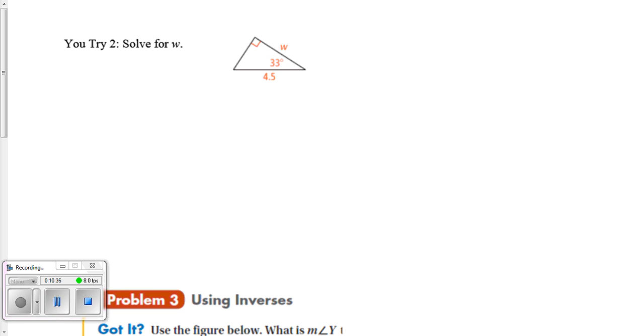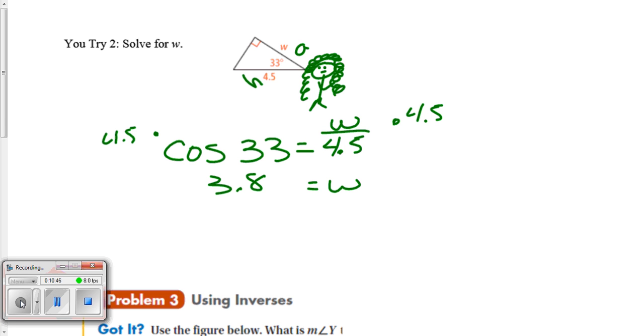All right, pause the video, try on your own. Find the W here. Draw the person from the angle you're looking from. Make sure you pick the right trig function and solve. Please pause. All right, the answer is 3.8.